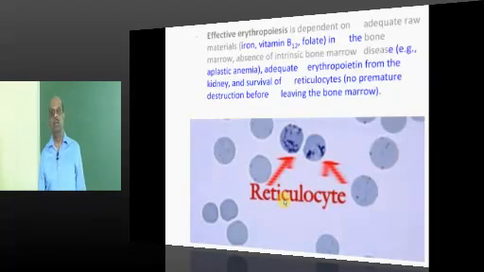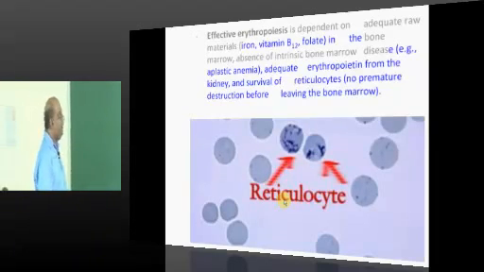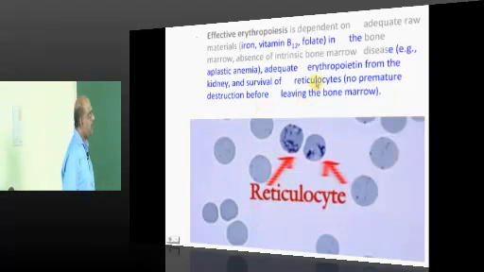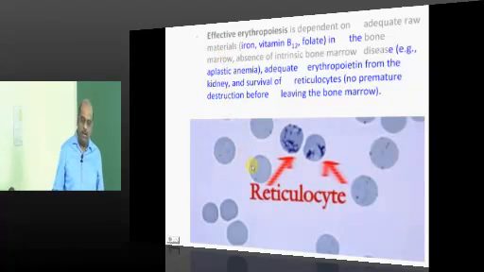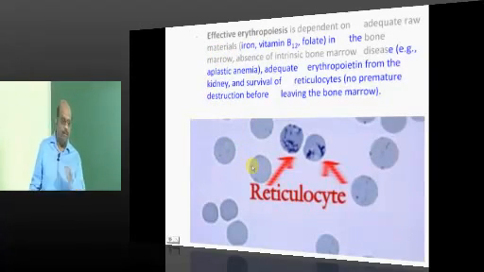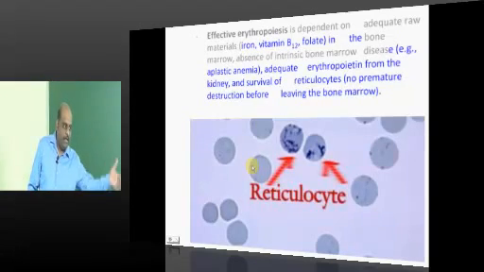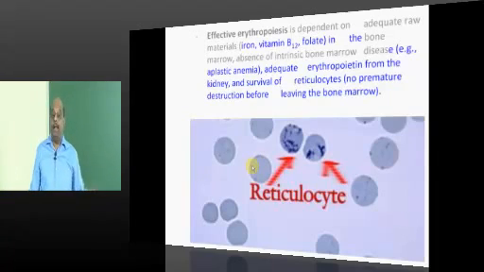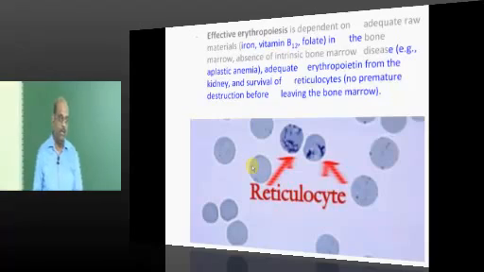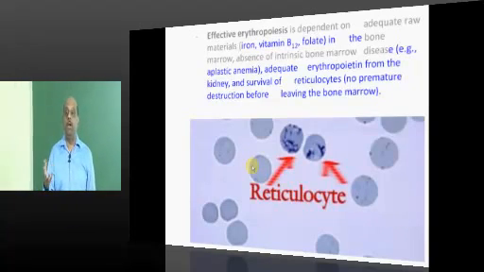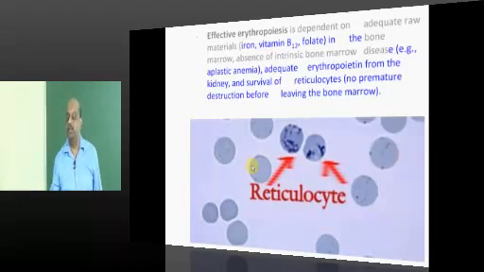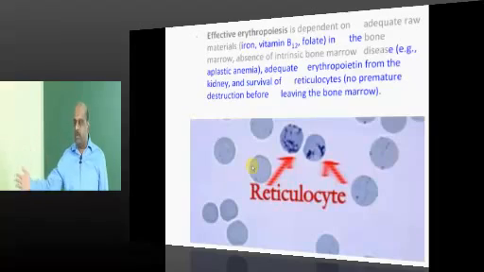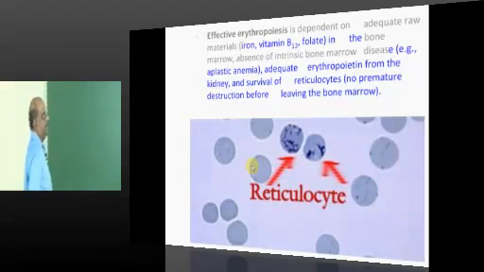Suppose a RBC has to be produced, initially there are various stages in which they are produced, a reticulocyte is produced, ultimately a mature RBC is produced. There are certain scenarios where, though the RBC is produced by the bone marrow, before it leaves the bone marrow it is being broken down. What is that state called? Ineffective erythropoiesis is the name given to it.